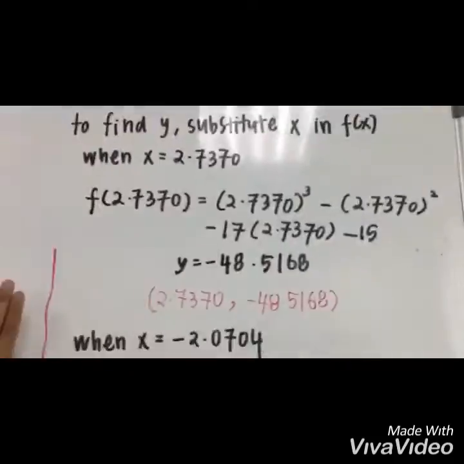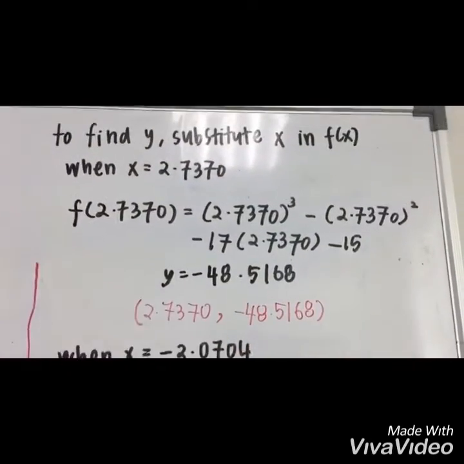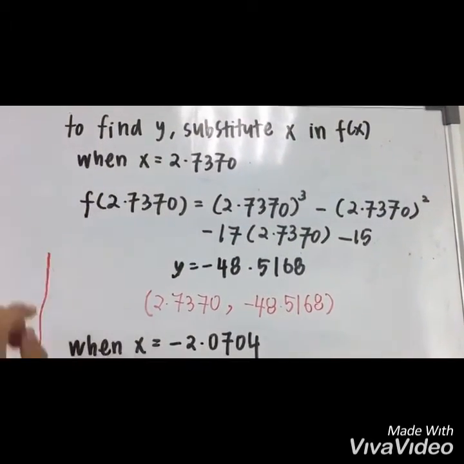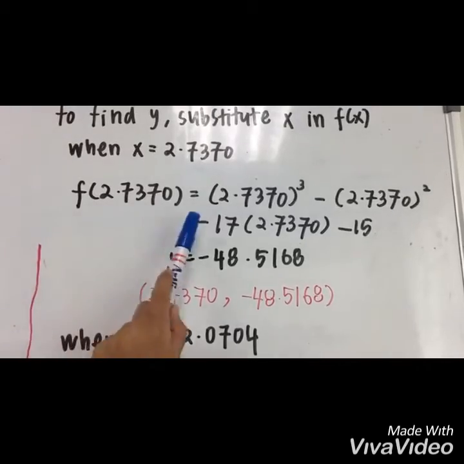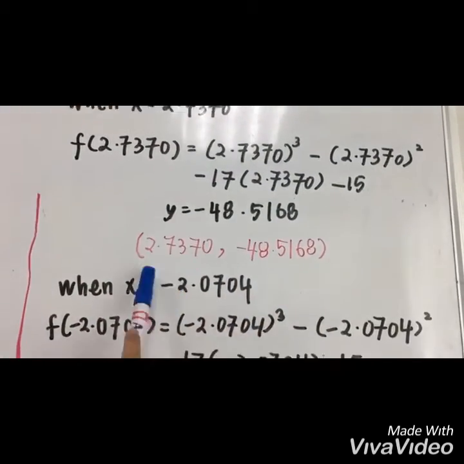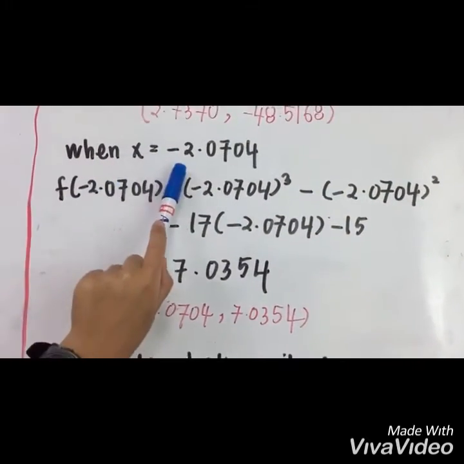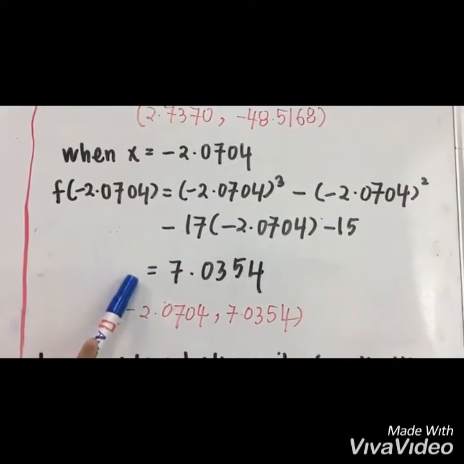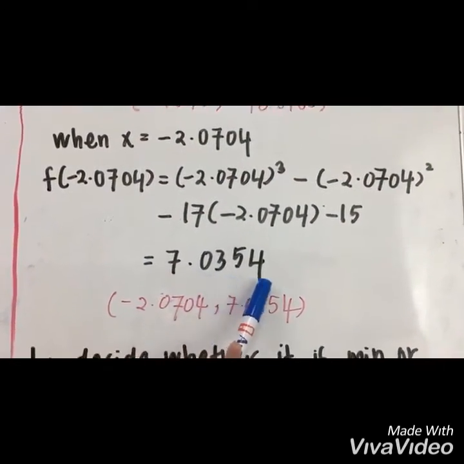And to find y, we have to substitute x into the function f of x. Firstly, when x equals 2.7370, we substitute it, and we'll get y equals negative 48.5168. This is the point. And when x equals negative 2.0704, y is 7.0354. This is the point.